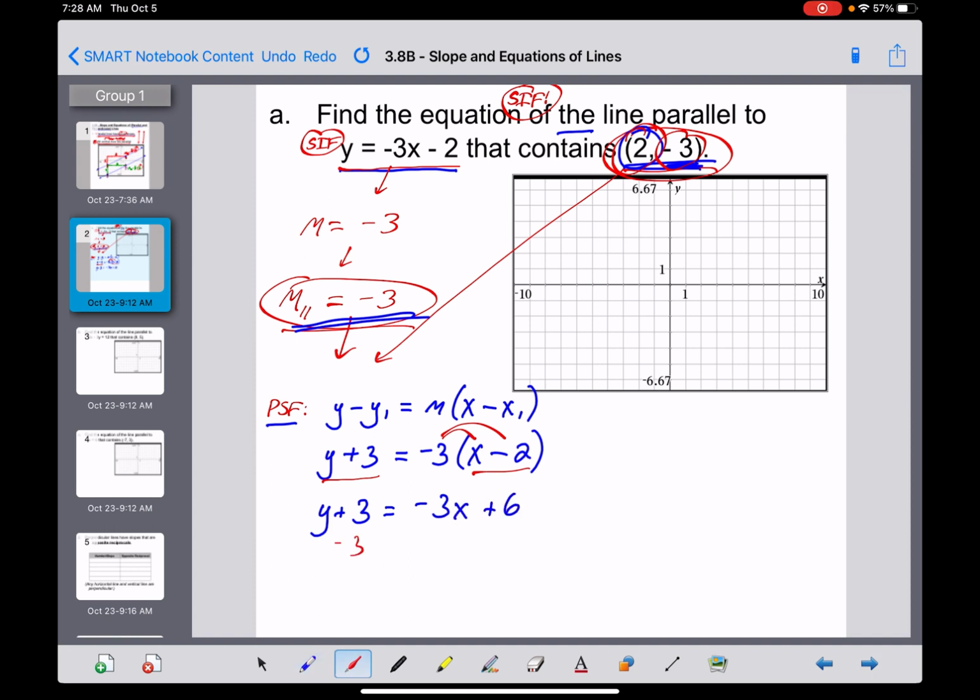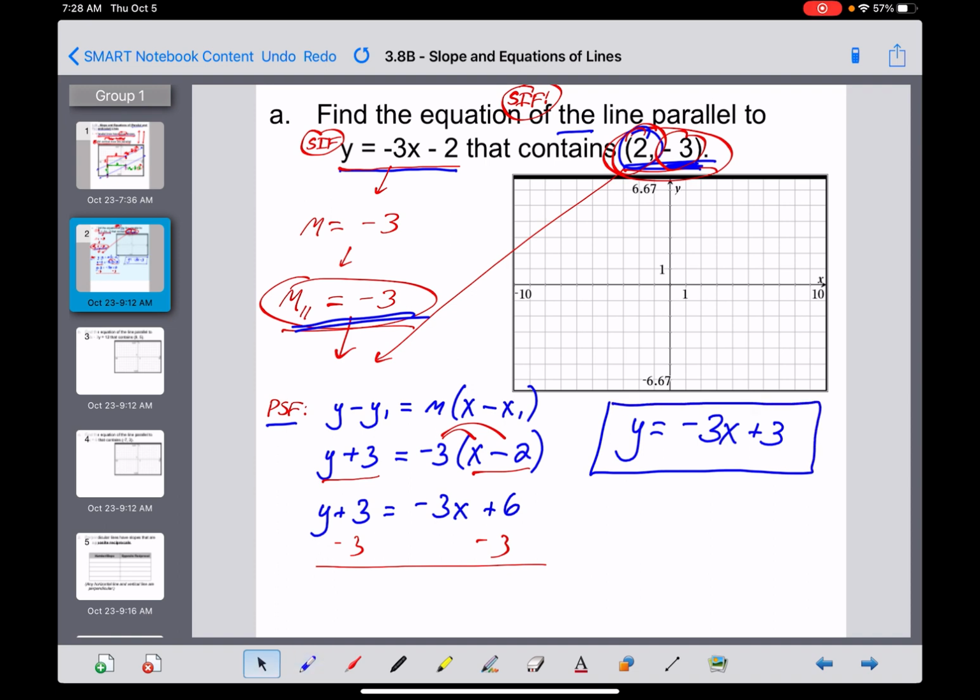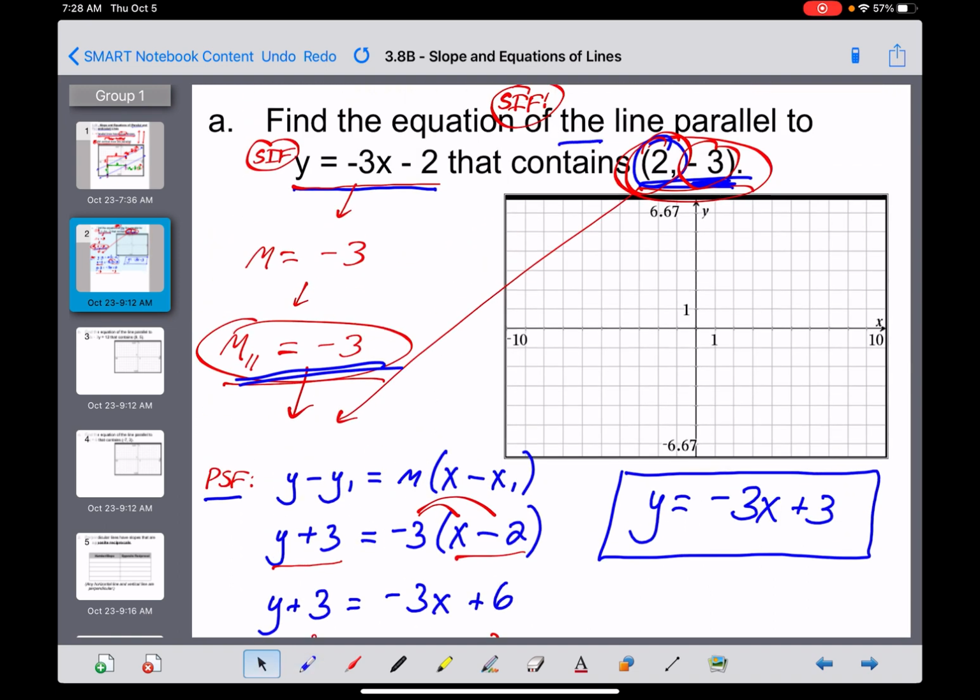And then we're going to subtract 3 from both sides, and we should be done here. Let me write this over here. y is equal to negative 3x, and 6 minus 3 is going to give us plus 3. And I think that is the answer we were looking for. Now, how do we know? Let's make sure this line does what it's supposed to do.